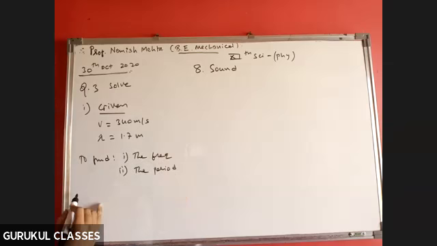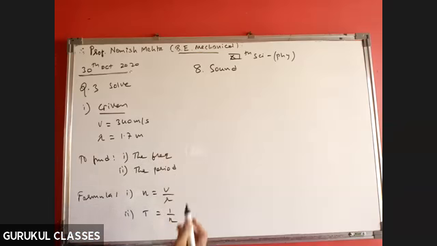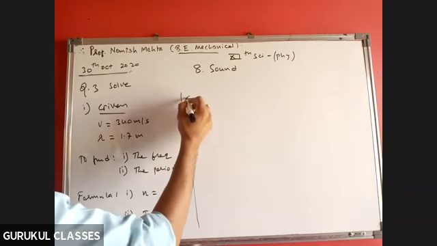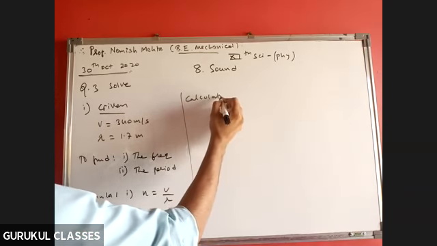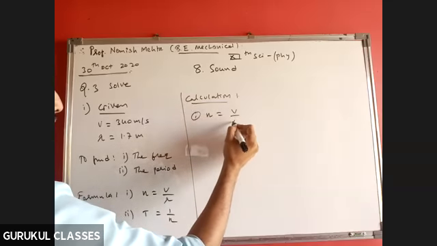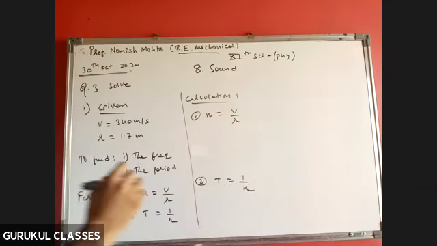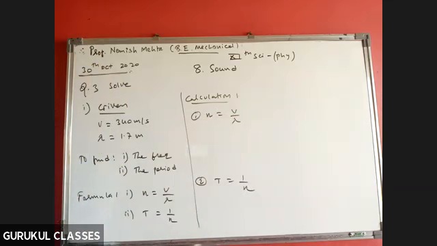Okay, let's see the formula. Frequency formula n is equal to v upon lambda, and period formula, time period T is equal to 1 upon n. Find n first. Formula, everything is given. Substitute the values and find out. n is equal to v upon lambda, both known, T equals 1 upon n. Solve and tell me the answer.